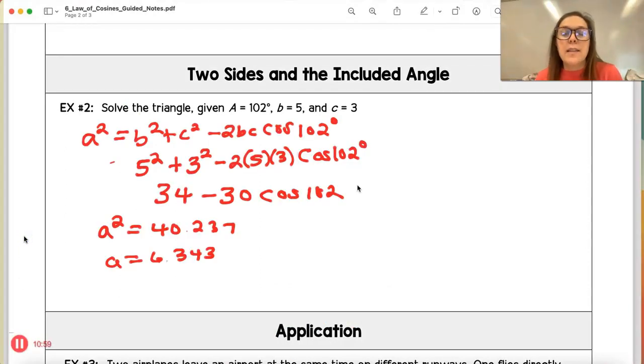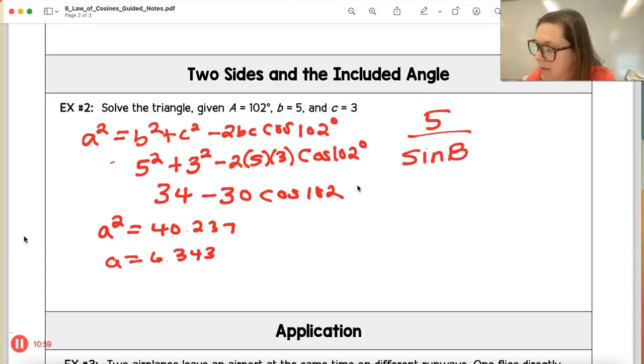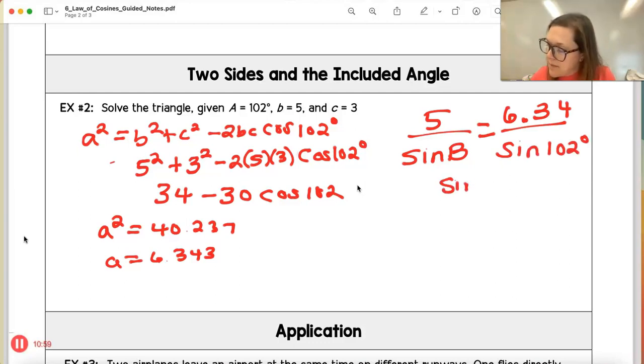All right, so let's bring this back. So now we have our side length of A, we have our side length of B, we have our side length of C. So now let's find another angle. So let's go with angle B. Why not? So 5 over the sine of B is equal to, now we just found A, which is 6.34, all over the sine of 102 degrees. So that's going to get me the sine of B is equal to 5 times the sine of 102, divided by 6.34.